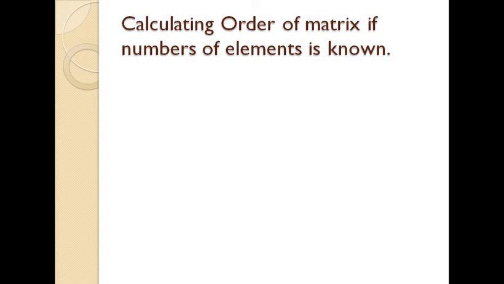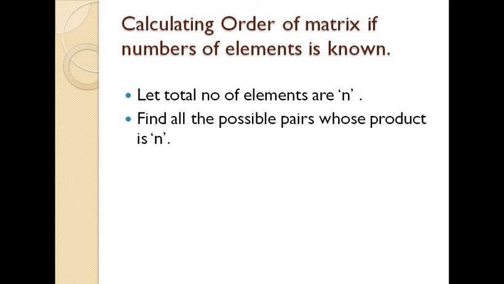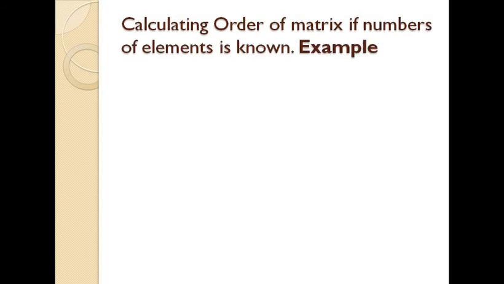So to find the different possibilities, let the total number of elements be n. Then find all the possible pairs whose product is n. That means we will find all the possible pairs of two numbers where, when we multiply both numbers, we get the result n. They will be the order of the matrix. Now they will be called the orders of the matrix. Let us take an example for that. Let the total number of elements be 20.